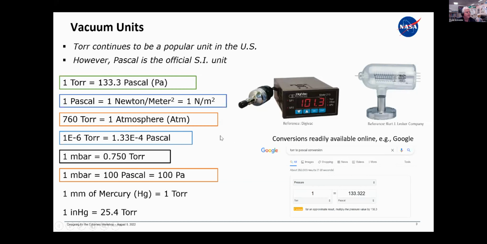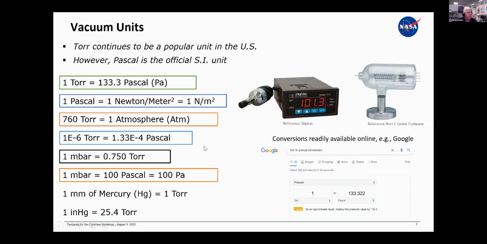We'll get into this in a second, but 760 torr constitutes 1 atmosphere of pressure, which we're under on the surface of Earth. As a quick example, 1 times 10 to the minus 6 torr is equivalent to about 1.33 times 10 to the minus 4 pascals. So again, it's roughly a factor of 100.